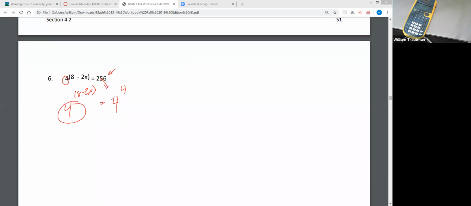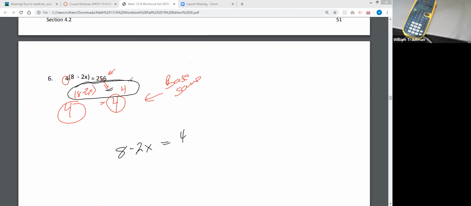So the bases are the same. If the bases are the same, then the powers have to equal. And the power is 8 minus 2x, and it has to equal 4. Do you see? These two have to equal each other. 8 minus 2x has to equal 4. So we solve for x next. Step 3 was solve for x.